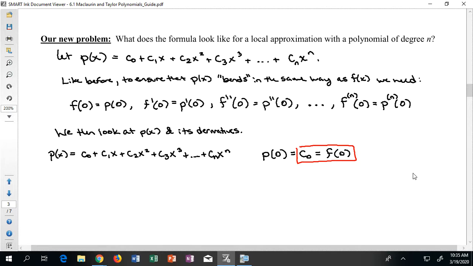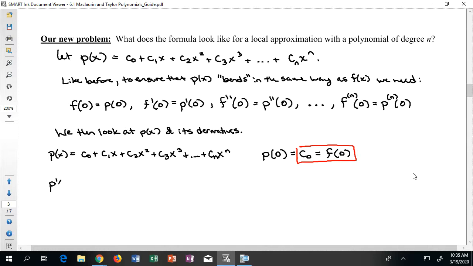Now, the cool thing is you might recall, if you look back on a previous example, right before example 2, you'll notice that this is the exact same formula that we used when we did the quadratic approximation. Okay, so that's super nice.